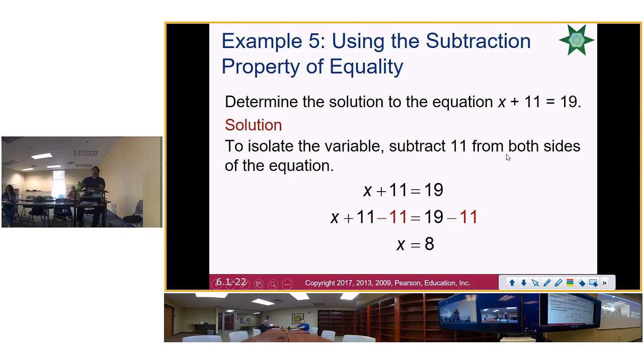How many of you have heard take 11 across the river and it becomes negative? How many of you have heard that before? Same concept. If you take 11 across the river, it's minus 11. If you take 19 across the river, it becomes a negative 19. I don't care which method you use, as long as you use one of them.